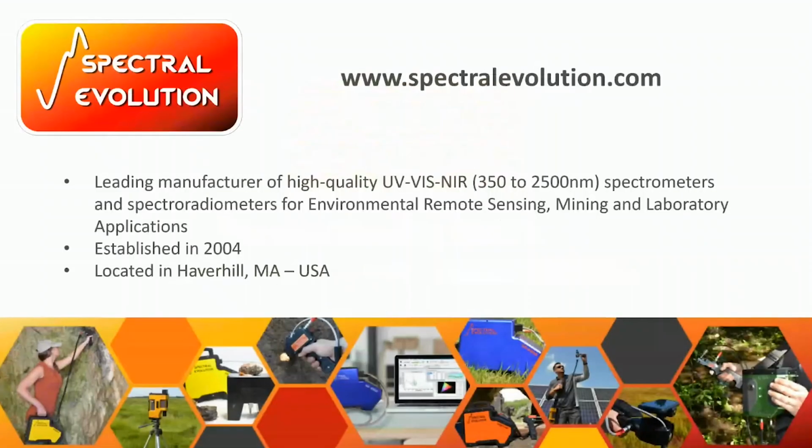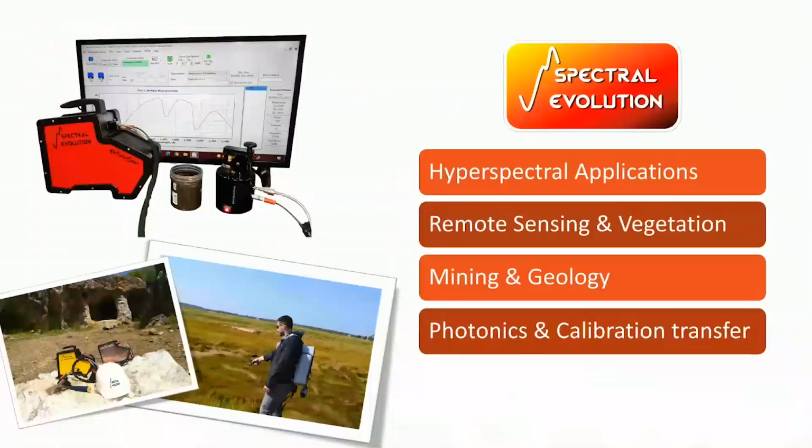So first I'll introduce Spectral Evolution. Spectral Evolution is the leading manufacturer in high quality UV-VIS-NIR spectrometers. Our typical range for spectrometers and spectroradiometers is 350 nanometers to 2500 nanometers. We've been around for 20 years. We were established in 2004, and we're located in the United States, in the Boston area in Massachusetts, so Haverhill, if anyone's familiar. Our typical applications are in hyperspectral, remote sensing and vegetation, mining and geology, as well as photonics and calibration transfer.